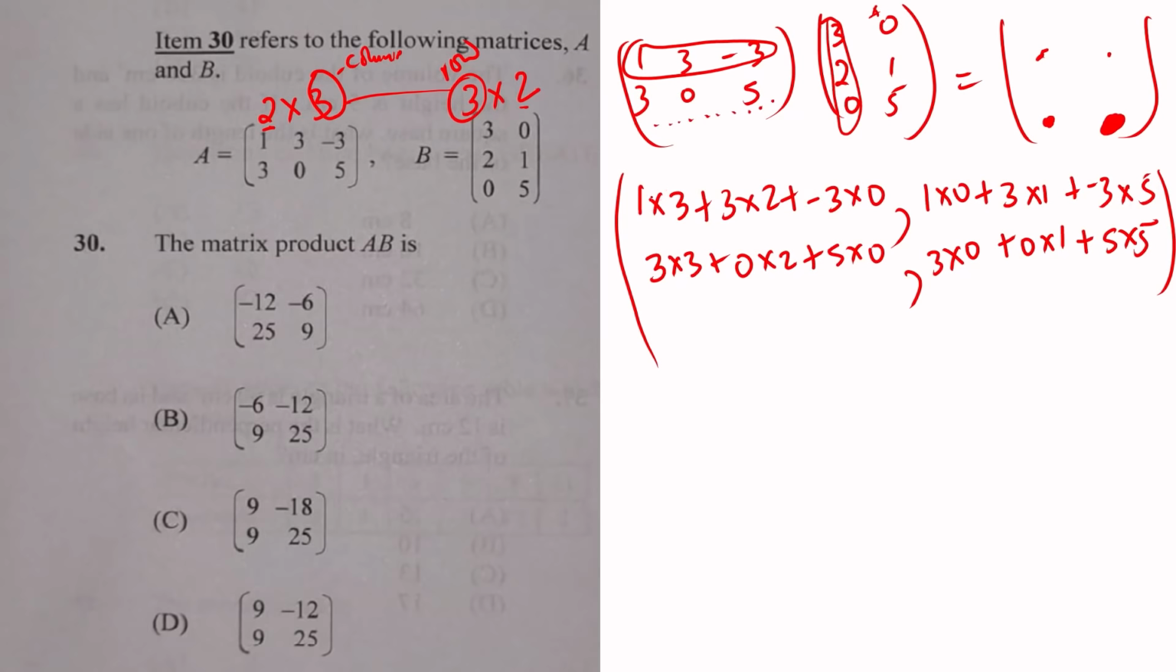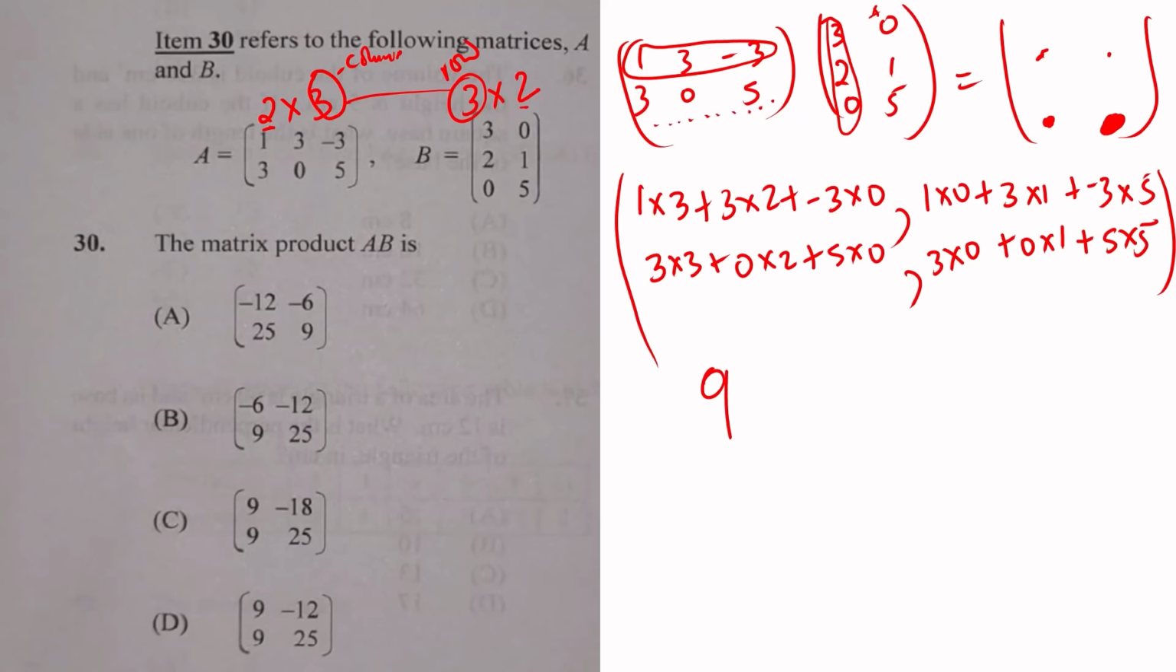So then we have 1 times 3 plus, that's 3, plus 6, that gives us 7. Did I say something wrong? Did I do something wrong? Oh, 1 times 3, 3, plus 6, 9.